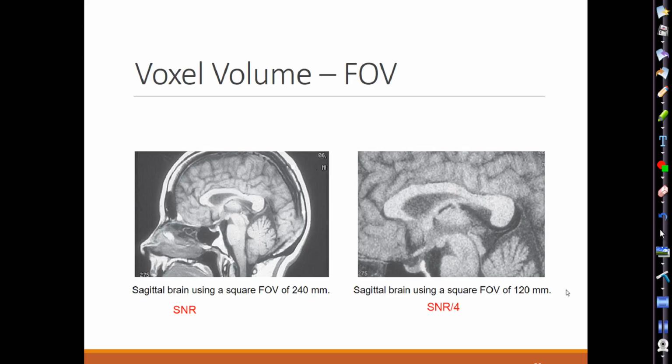But we get smaller fields of view for better resolution and to image certain areas of the brain sometimes. So if we're really just narrowing down on the pituitary gland, we would want a smaller field of view because we want better resolution. But we just have to be conscious of what it does to our signal.